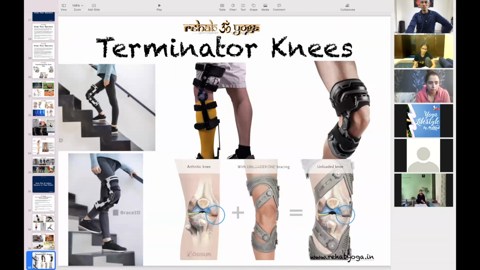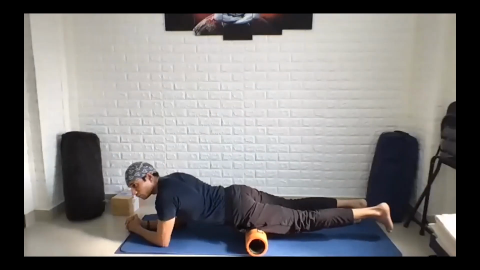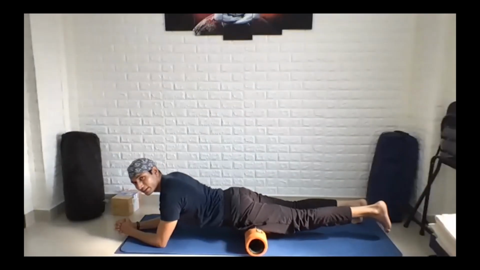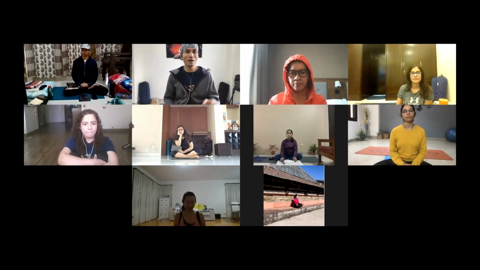Otherwise, you're going to get terminator knees if you really love it, right? So you can cover the full quadricep muscle in the front in three parts. You need to see what the requirement of that person is, what kind of pain the person is going through, with some testing assessment or just talking, right?